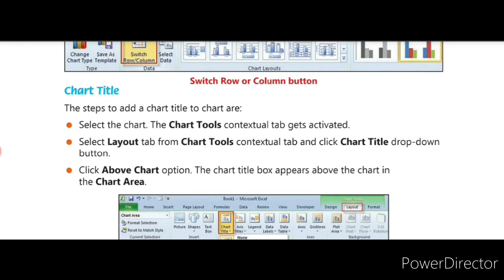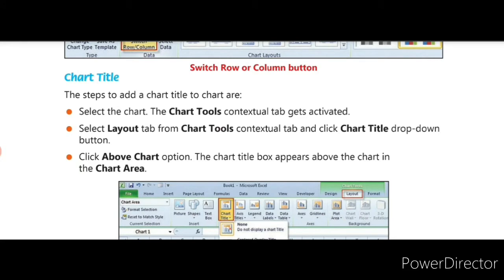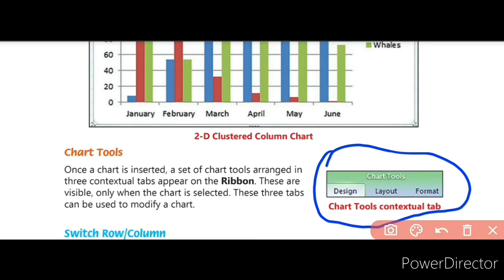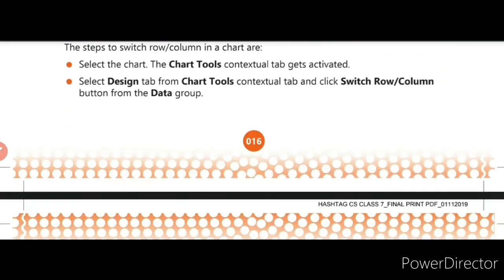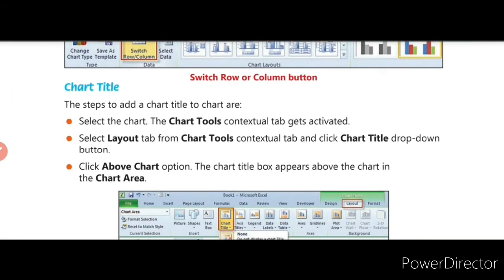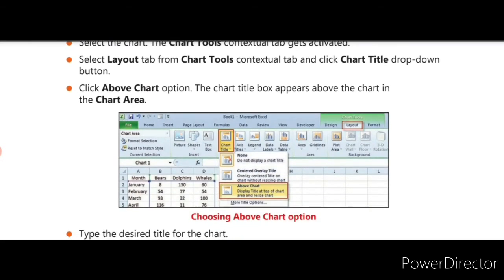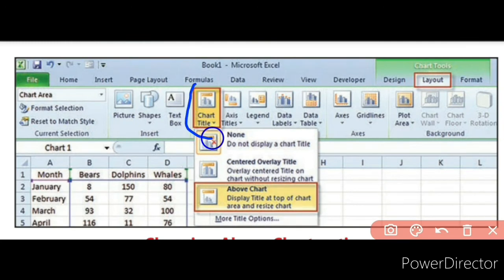The steps to add a chart title to a chart are: select the chart. Only if you select the chart, you will get the chart tools contextual tabs. Select the layout tab from the chart tools contextual tab and click the chart title drop down button. After selecting the chart, you will get this chart tools contextual tab. Here to use the chart title, you need to click the layout tab. See here, select the layout tab from the chart tools contextual tab. You will see the chart title drop down button.